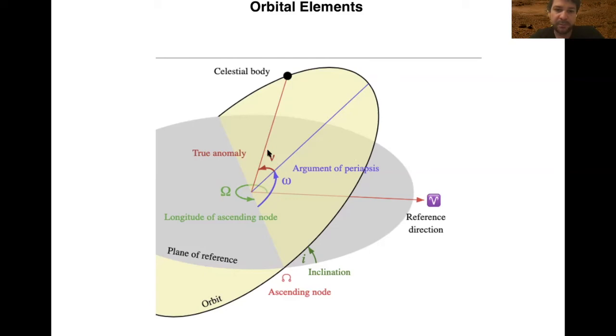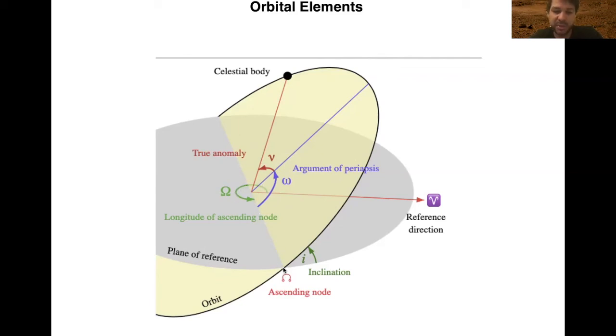Again, in the orbital plane, you have the argument of the periapsis and the true anomaly. The shape of the orbit is given by the semi-major axis and the eccentricity. Now you are measuring the argument of the periapsis from the longitude of the ascending node. Usually you take the reference direction to be the vernal point, and the longitude of the ascending node is measured from the vernal point to the ascending node.